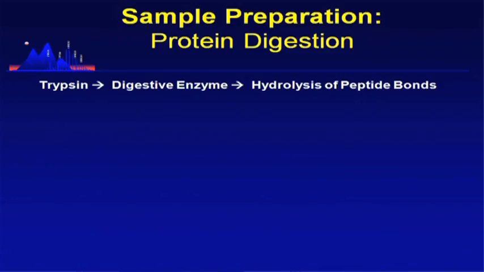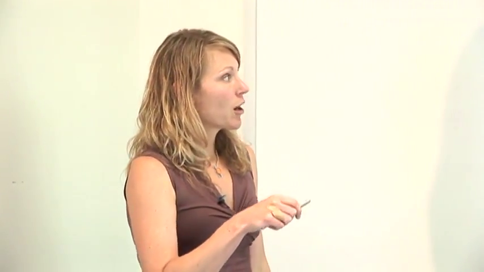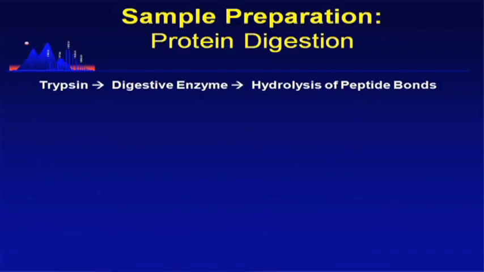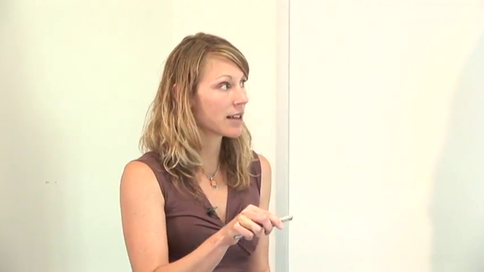Okay, so now we're going to talk in more detail about protein digestion. In proteomics workflows, you're almost always going to use trypsin to digest your proteins. Trypsin is a digestive enzyme that works by hydrolyzing peptide bonds, and the reason that we like trypsin so much is because of its specificity. Trypsin is very good at cleaving pretty much only at the C-terminus of lysine and arginine amino acid residues.